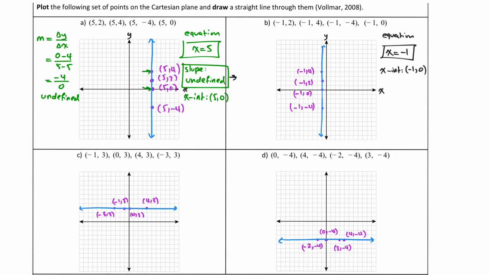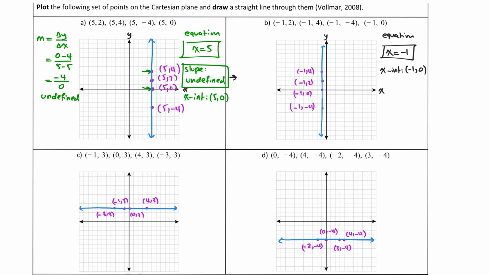For our next two graphs, we can see that in both cases we have a horizontal line. If we start looking for patterns, we can see that the x-coordinate of our points is always changing. However, the y-value is not. It's 3 here, 3 here, 3 here, 3 here.